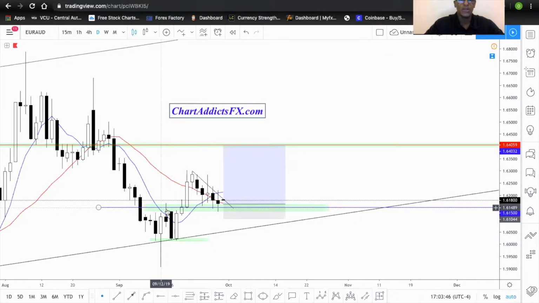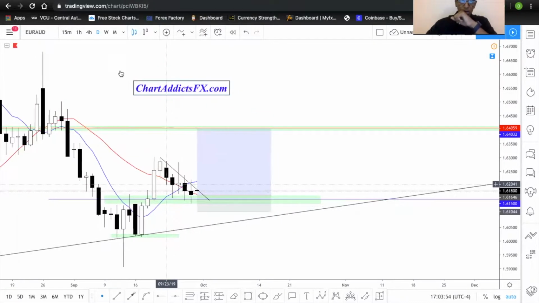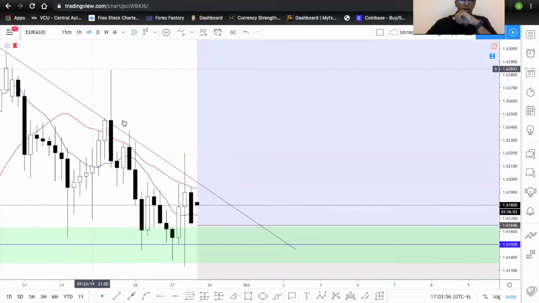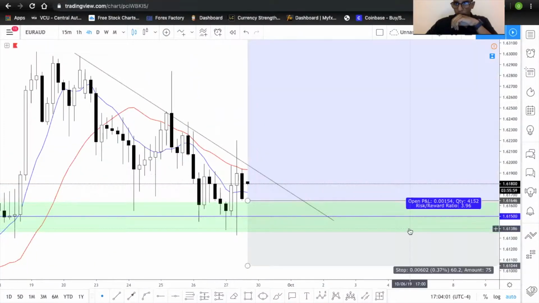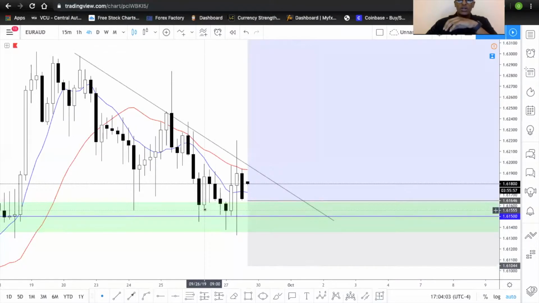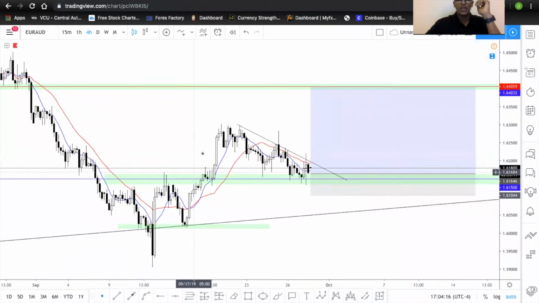Previous resistance to new support, and just reading price action, we're slowing down around this area. Scaling down to a lower time frame, we can see we've had a lot of rejection on this 1.61500 region. I tapped it here, came back from a pin bar, I rejected, and for the third time we came down and ended up closing above.